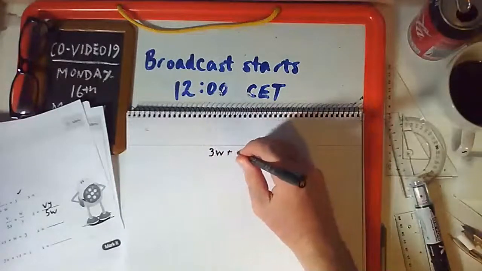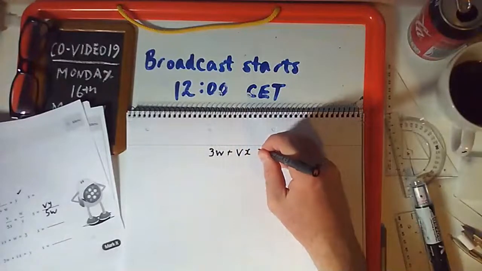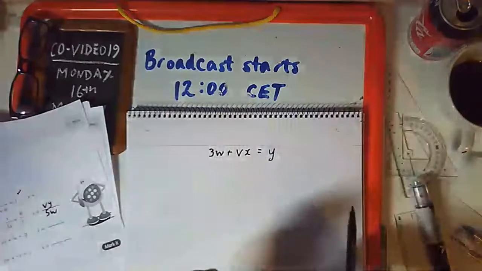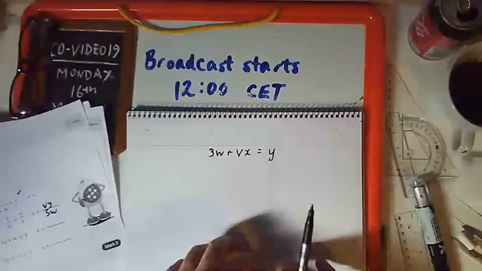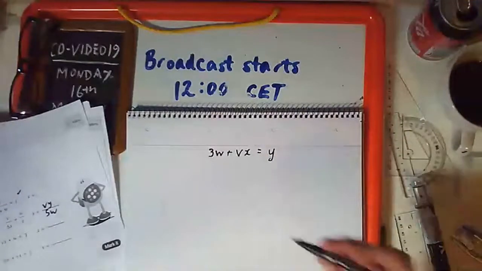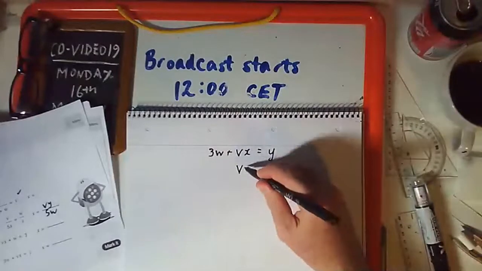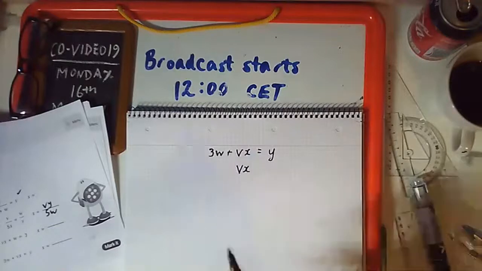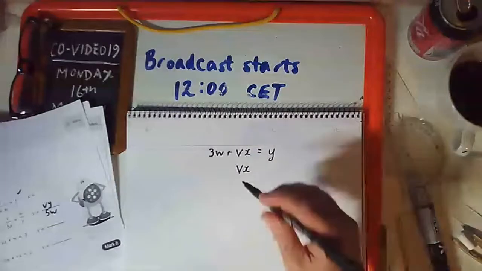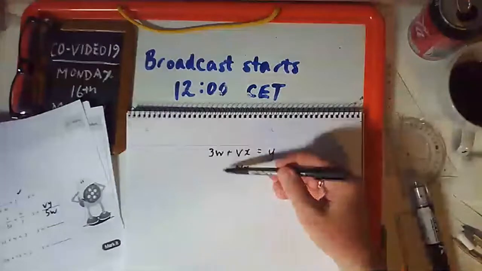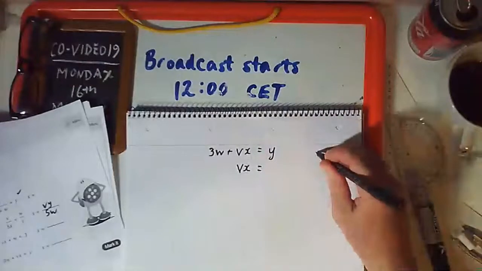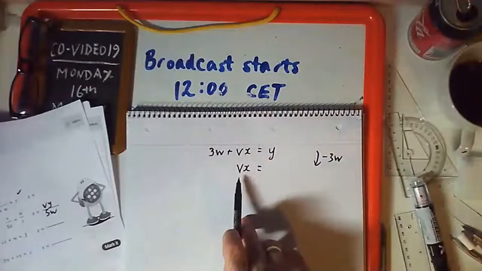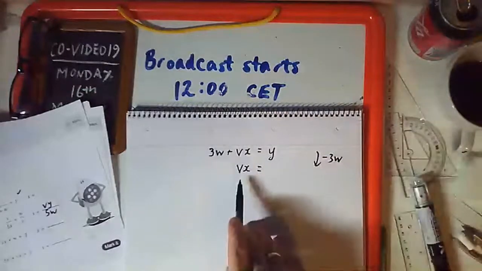3w plus vx equals y. So again, I'm trying to rearrange that into x equals something, something, something with all the other letters. So I'd quite like to get this vx bit on its own, because that's the bit with the x in it that I'm trying to isolate. So I'd quite like to take away that 3w. So I'm going to take away 3w to make that vx, or to isolate that vx.